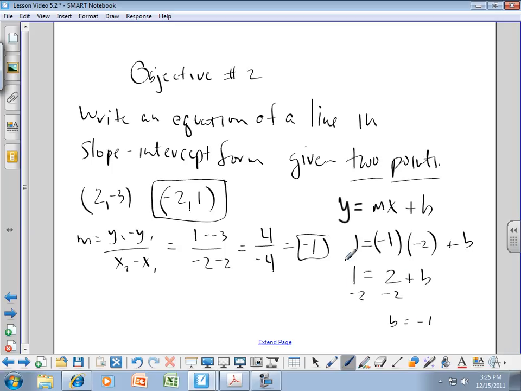All right, now you've got yourself a slope, and you've got yourself a y-intercept. Y equals negative 1x minus 1. Did you know that I could write that as y equals negative x minus 1 also? Same thing.